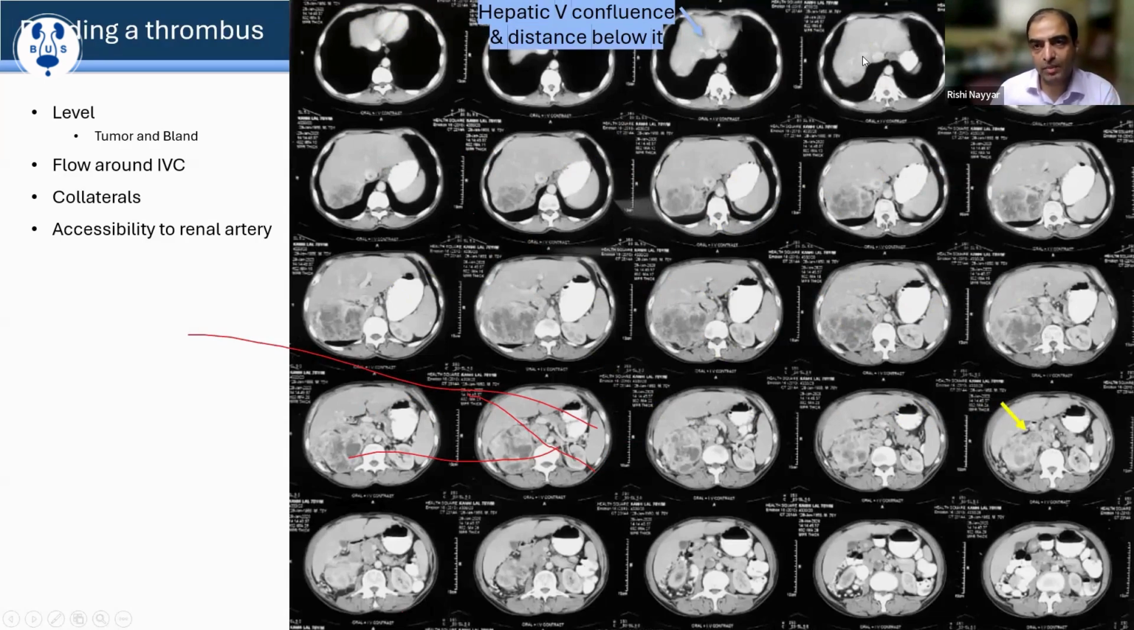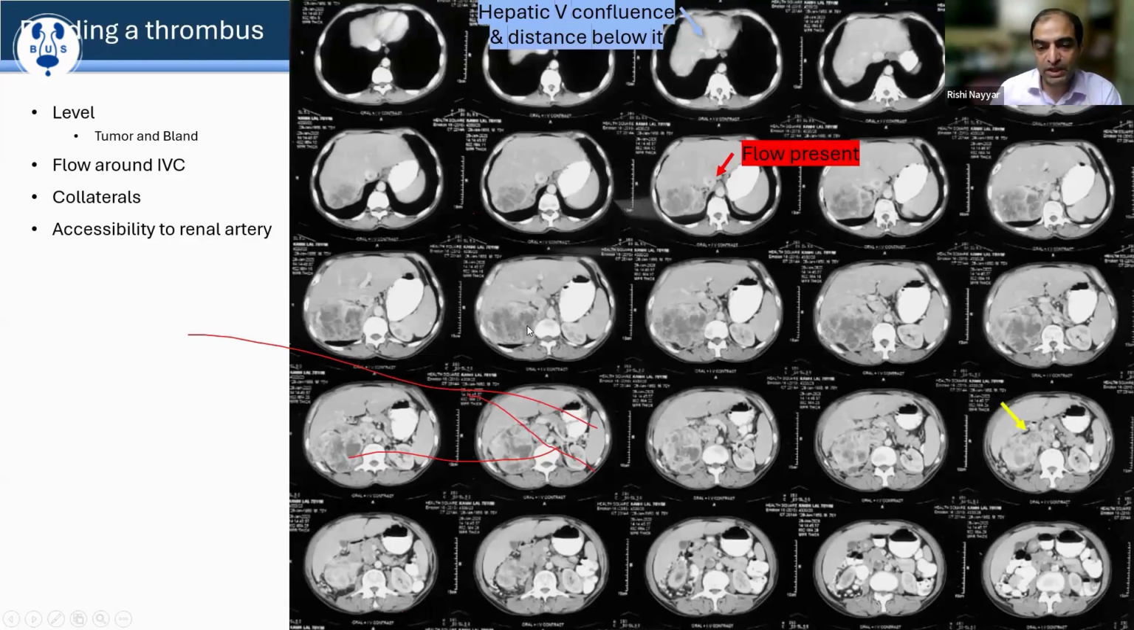So this is a retrohepatic type of thrombus, the highest level. Then we need to identify whether there are collaterals or not. This flow, as I told you, is important to identify, because here the thrombus would not be attached to the IVC wall.